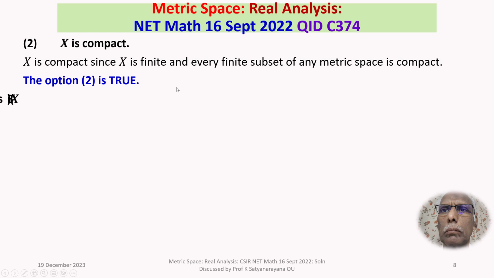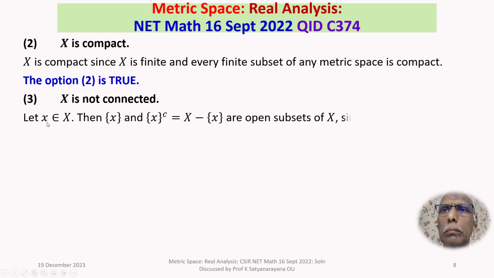We move on to the next option, option 3. X is not connected. Yes, this is true. How? We will show it like this. Let x be an element of capital X. Then the singleton {x} is an open subset of X. Why? Because every subset of X is open. Therefore, this is open. And the complement of the singleton, that is capital X minus the singleton {x}.